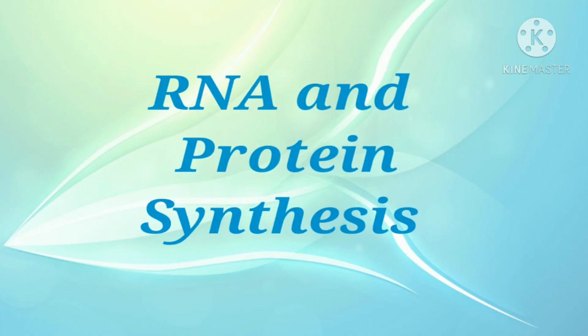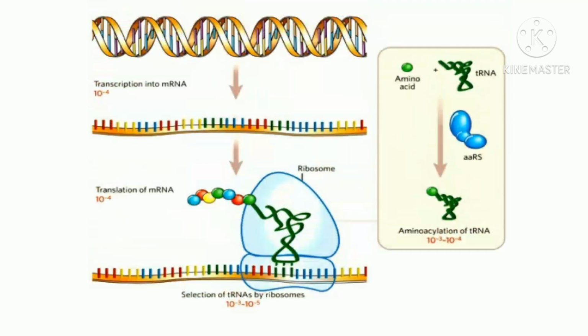RNA and protein synthesis. Messenger RNA provides the ribosome with the blueprints for building proteins. Amino acids are the building blocks of proteins. Each amino acid in a protein is delivered to the ribosome by yet another type of RNA, transfer RNA.